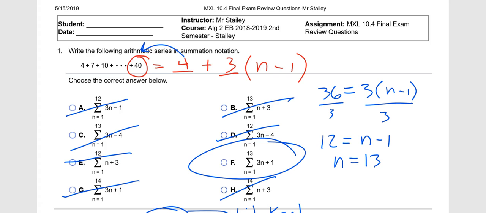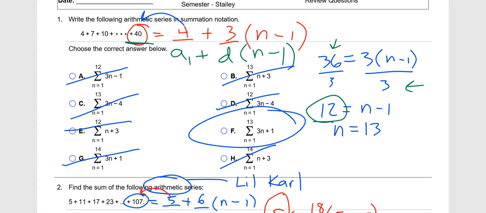We don't know how many terms there are, so that's the first thing we did. We took the 40 and set it equal to first term plus common difference times n minus 1, and then we started through the process of solving, where we moved the 4 over to the other side. That's how we got 36. Divided by 3, that's how we got 12, and then added 1 to get 13. And so we could get rid of any choice that did not have 13 terms.